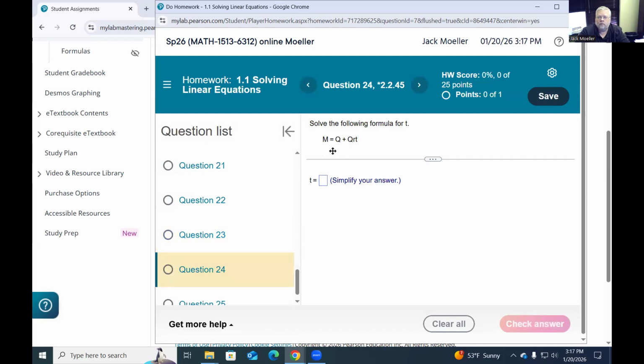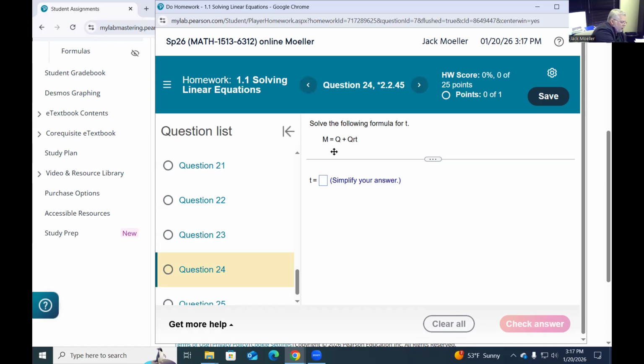All right. Same sort of thing. With these formulas, we've done these formulas before. It just looks different because of all these different letters. So let's do this one. This is 24 in the homework. We'll solve. We have capital M.